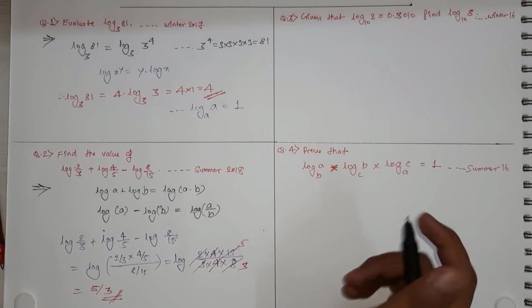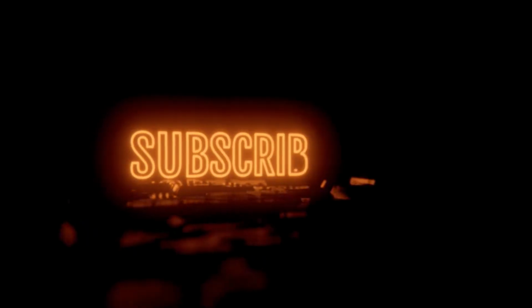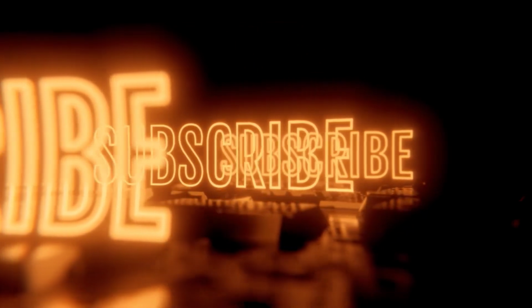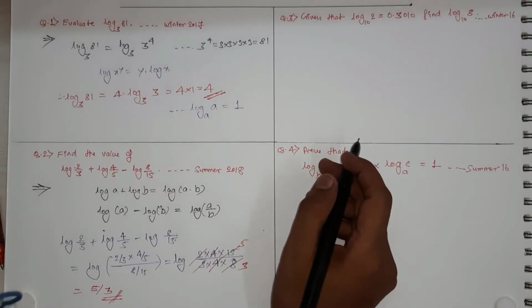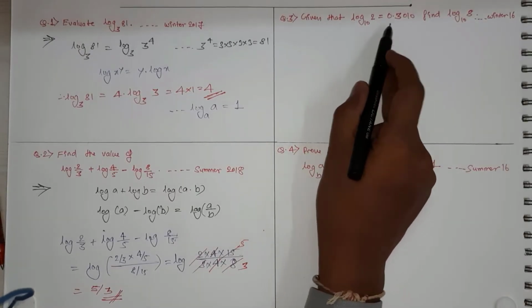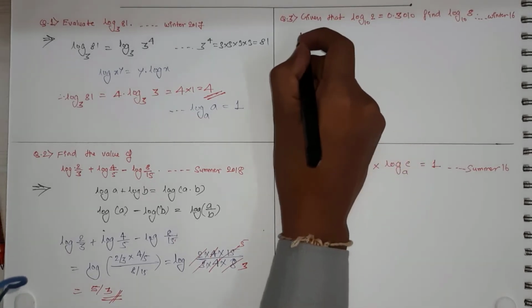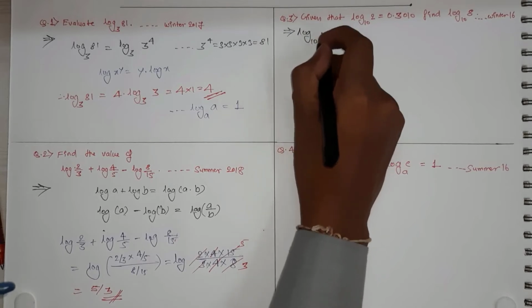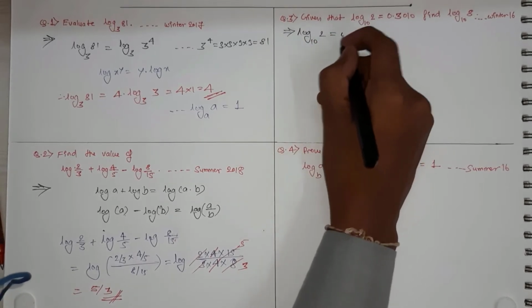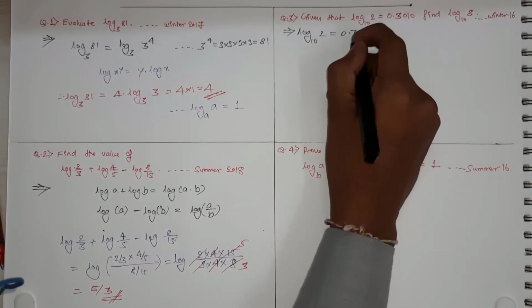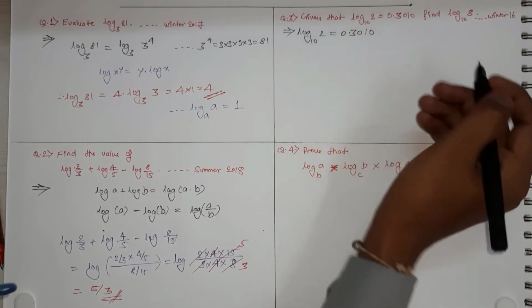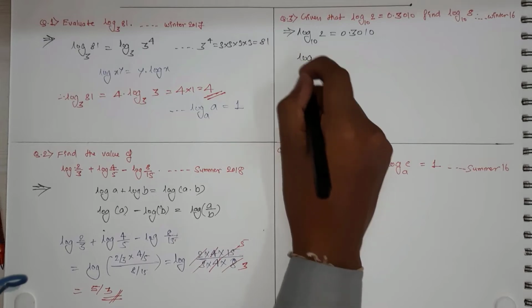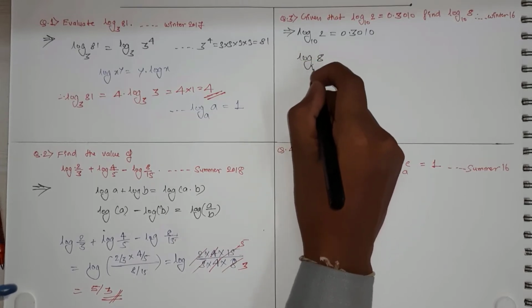Let us talk about this question number 3. What has been given to us? Log of 2 to the base 10 has been given. We have been given the value of log of 2 to the base 10 as 0.3010, and we have to find log of 8 to the base 10.